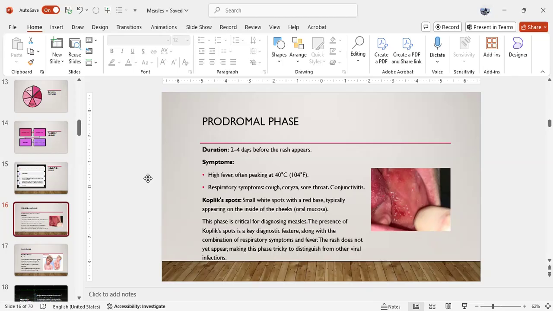This phase is critical for diagnosing measles. The presence of Koplik spots is a key diagnostic feature, along with the combination of respiratory symptoms and fever. The rash does not yet appear, making this phase tricky to distinguish from other viral infections. Here is the picture attached where you can see these small white spots. These are the Koplik spots.